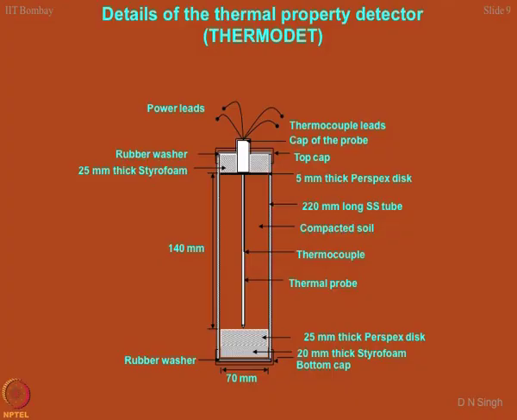Now, this is a device which was developed by one of my PhD scholars, Dr. Krishnaya, who is now JNTU HOD, Soldering Department, Anandpur. So, this is a thermal property detector. We call this device a thermodet. It's a hollow tube of about 70 millimeter diameter. Both the ends are sealed with the help of a styrofoam. And in the styrofoam, you can fix a thermal probe, which I have shown you just now.